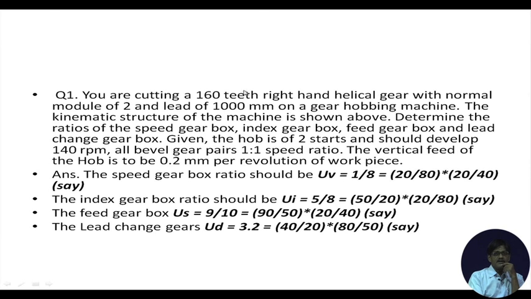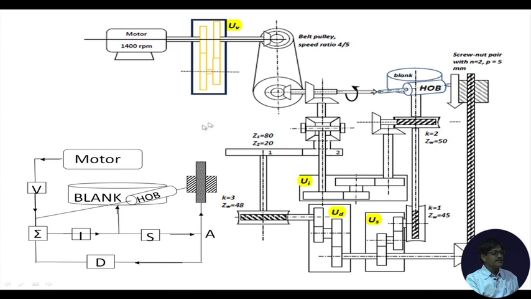Okay. By the way, you don't yet know how to work with the differential. In the differential, I can suggest that when you are finding out the initial values, consider the output RPM of the lead change gears to be 0. And that way you can first set the values of V, I and S. That means UV, UI and US can first be found out by considering the output of the lead change gears to be 0 RPM. And then we will find out the final value of D.